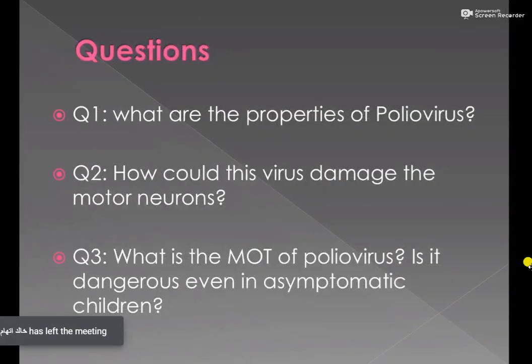These are questions we will discuss later. Properties of polio: the virus damages motor neurons because it is a non-enveloped virus and causes lysis of the cell. What is the mode of transmission of poliovirus? Fecal-oral.